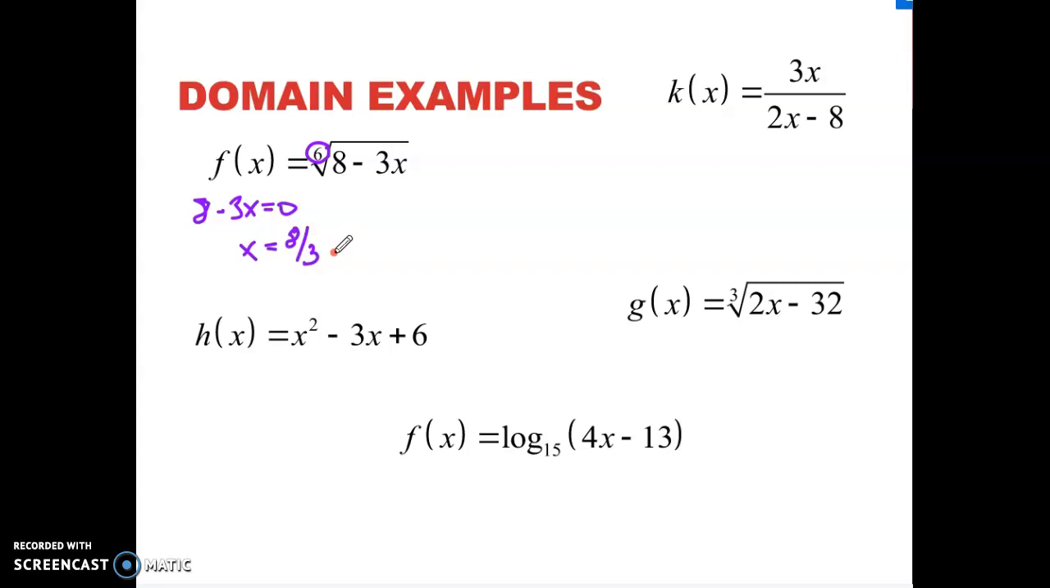And for a root, 0 is okay, so it's going to be inclusive. But which side don't we want? In that number line kind of thing, here's 8/3. Do we want this side or do we want the other side, the right side?